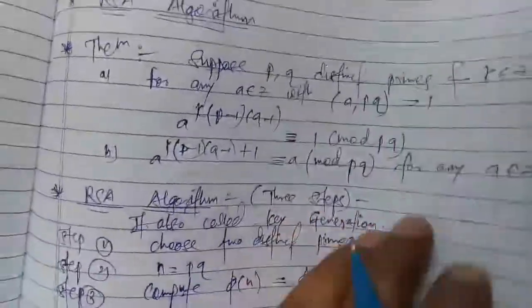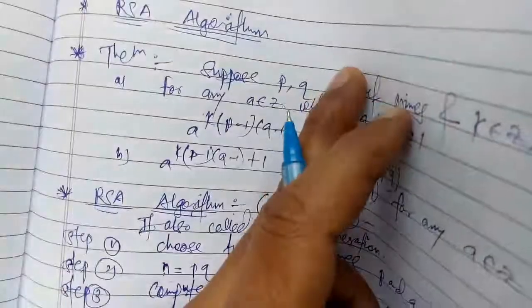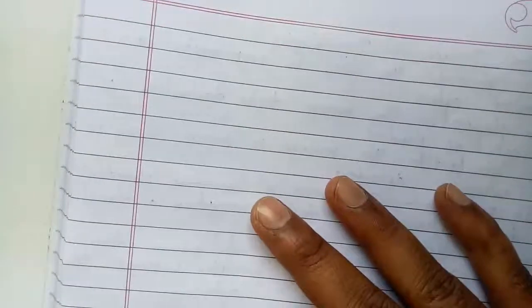Now, the first step is to choose distinct primes p and q. Second step, take the product of p and q, which is n. Third step, we have to find the phi function for that value n.